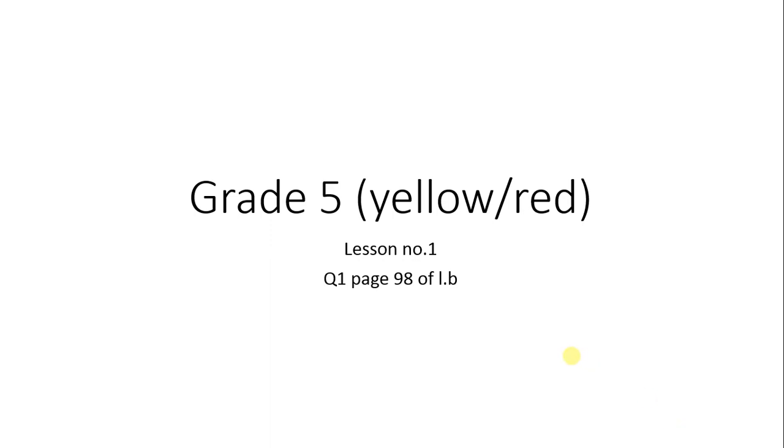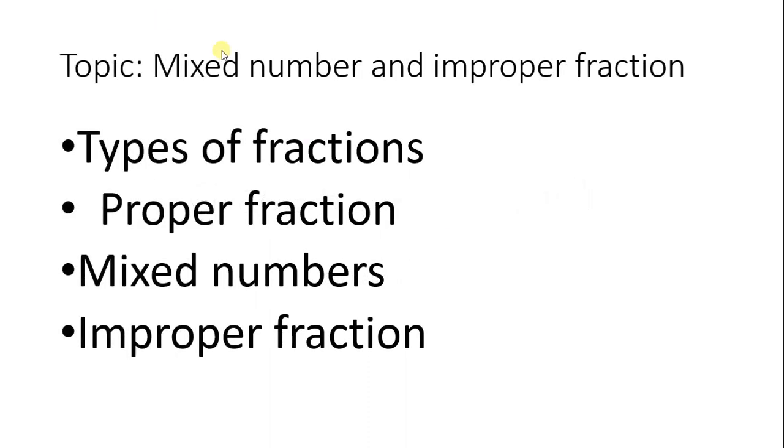Online class. This lesson is for grade 5, yellow and red, and the topic is mixed numbers and improper fractions. First of all, I will tell you about the types of fractions. The first type is proper fraction, the second is mixed numbers, and the third is improper fraction.